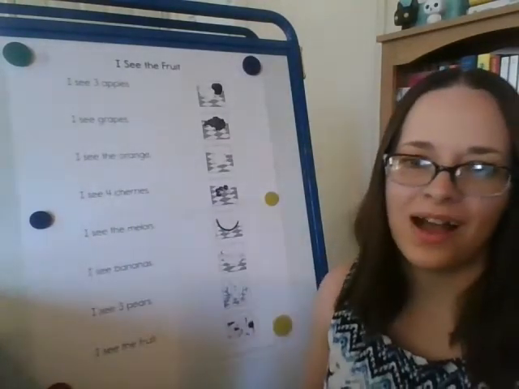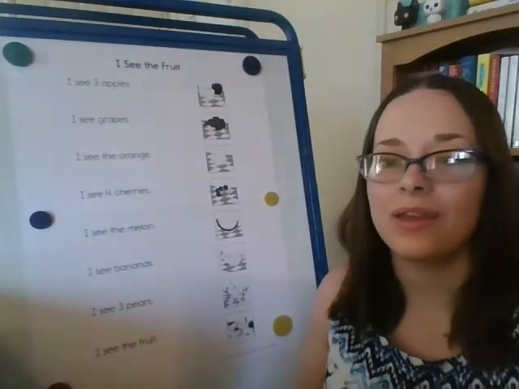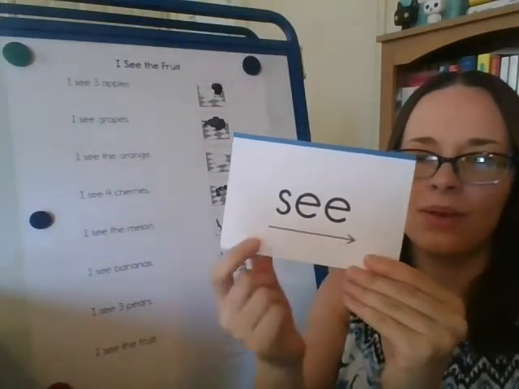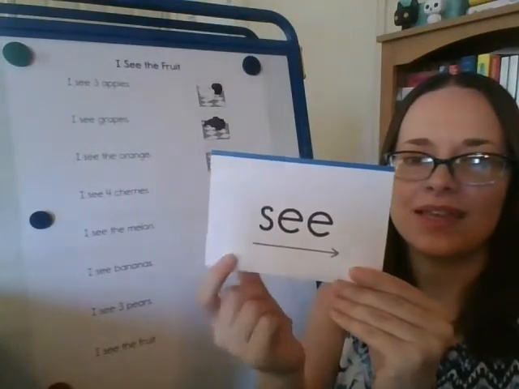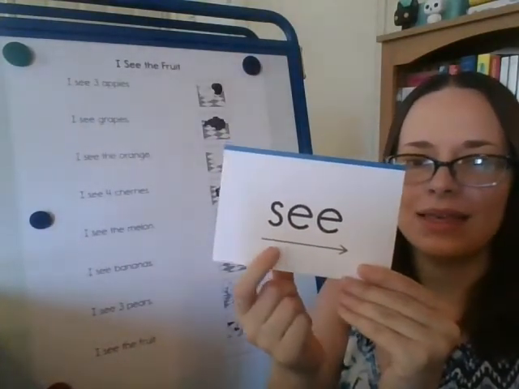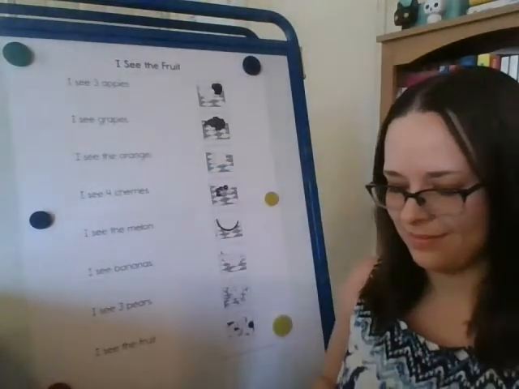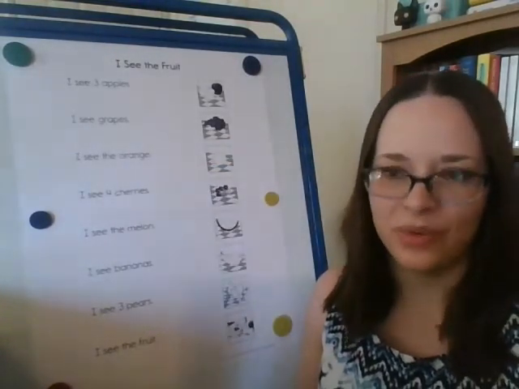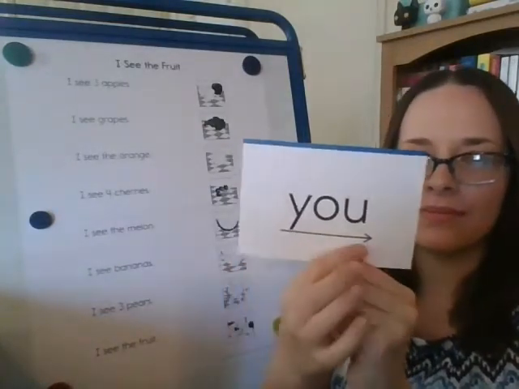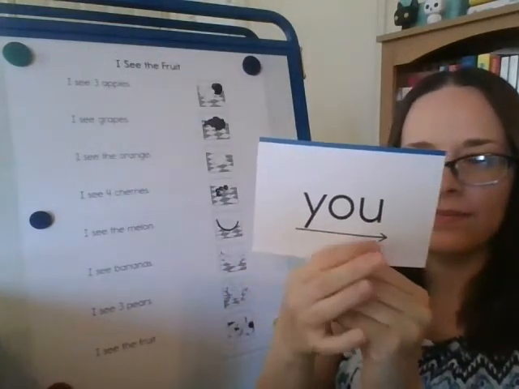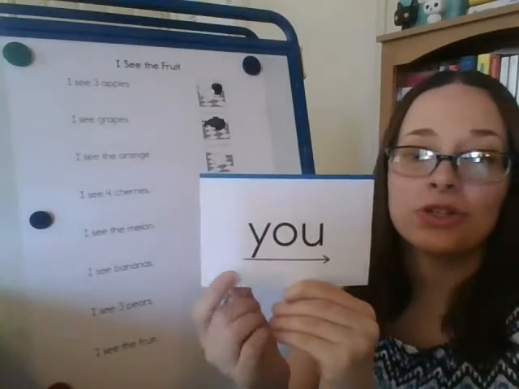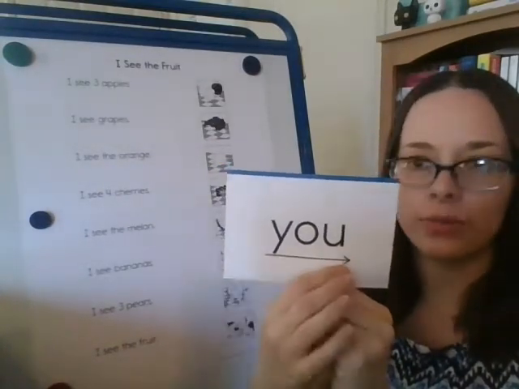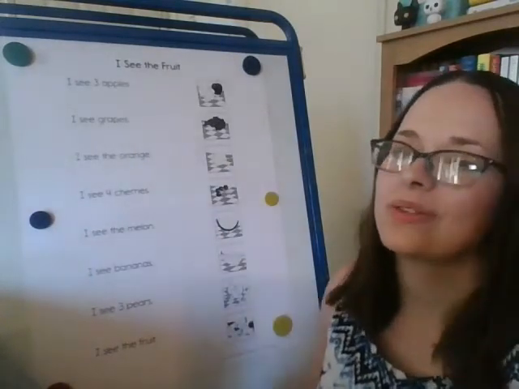Another review word for us. Read it, spell it, and read it. Read. Spell. Read. Your student should have said see, S-E-E, see. Now I'm going to hold up our new word. We're going to read it, spell it, and read it. Read. Spell. Read. Your student should have said you, Y-O-U, you. Those are our sight words.